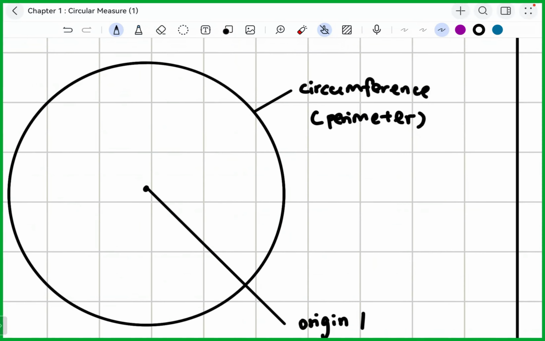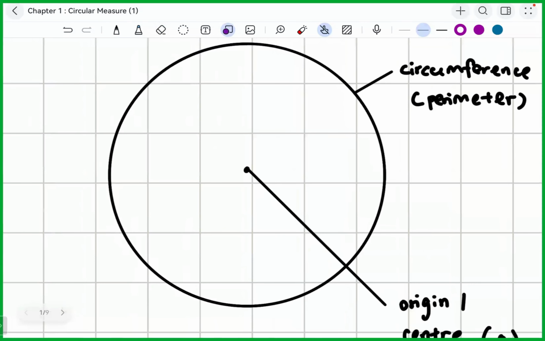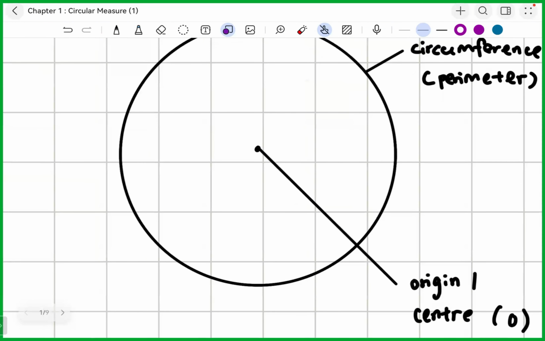Now for the third part, you have to know what is radius and what is diameter. Radius is actually a straight line that connects from the center of circle towards the circumference of circle. This line is known as radius. I have to label it using purple color. So you know already what is radius.